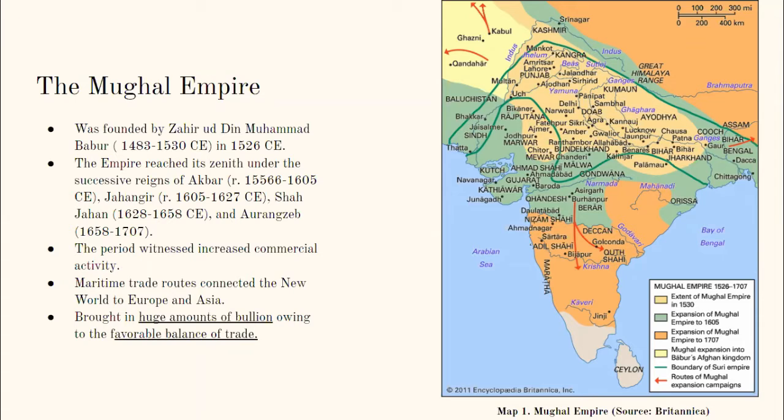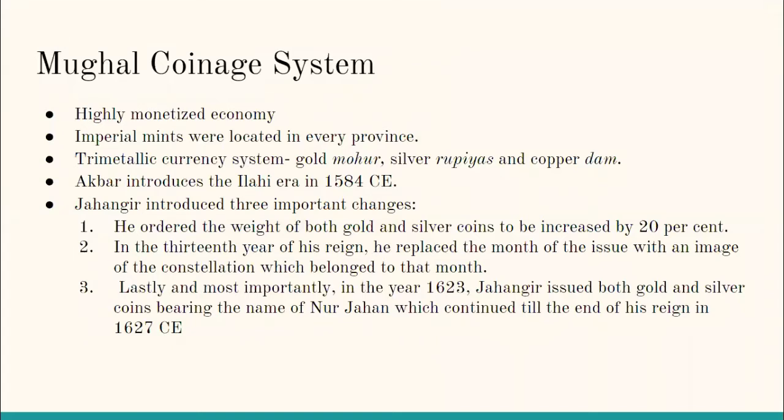Now, this period, the late 16th and the 17th centuries, witnessed an increased commercial activity and movement of people, goods, and money across the subcontinent. So, maritime trade routes connected the New World to Europe and Asia, and huge amounts of bullion flowed within the Indian subcontinent due to the favorable balance of trade. And this bullion is very important as it was the primary source of minting coins during the Mughal period. So now, the level of monetization achieved by the Mughals was unprecedented in the history of the Indian subcontinent.